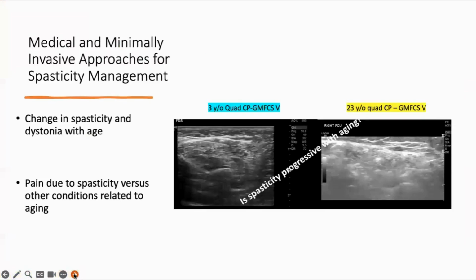Treating spasticity in adults could be different than in pediatric patients. The goals could be different, and also the outcomes could be different. There is change in spasticity and dystonia with age, meaning that dystonia tends to get worse, especially in higher GMFCS levels. It is rare to have dystonia without spasticity, and most of the time when someone has dystonia, they also have some elements of spasticity with it.